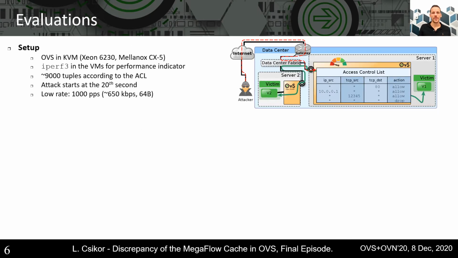For the evaluations, we use a simplified KVM environment. We have two servers, each running an OVS as its hypervisor switch. Within and between the VMs, we use a simple iperf3 session to indicate the performance of OVS. The attacker resides outside of the system and sends her malicious traffic trace towards the ACL installed on server 1. According to the ACL, around 9,000 tuples can be generated in the MFC. Every time the attack starts at 20 seconds with a 1000 packets per second rate. If not stated otherwise, OVS is restricted to use one core only.